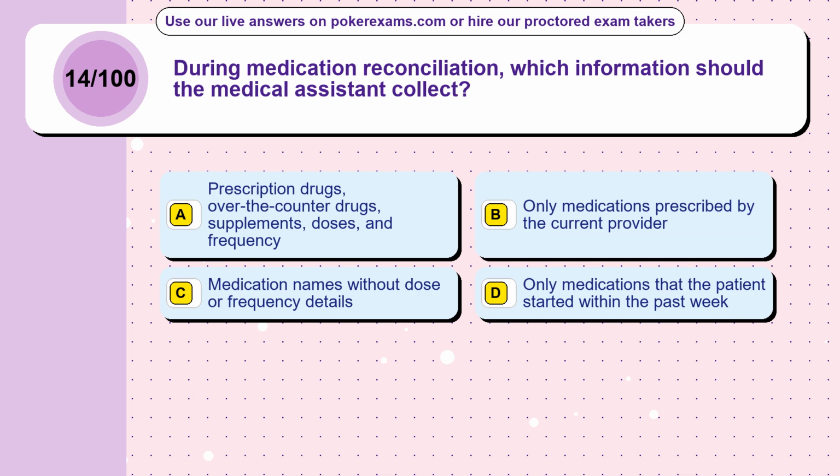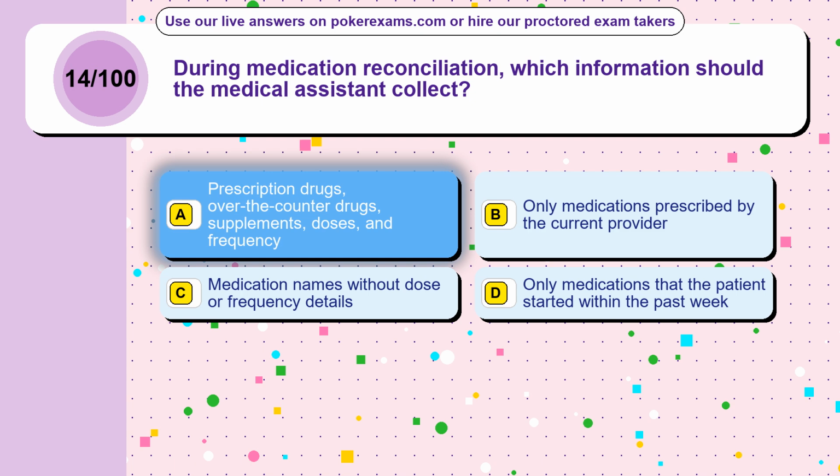Question 14. During medication reconciliation, which information should the medical assistant collect? Option A. Prescription drugs, over-the-counter drugs, supplements, doses, and frequency. Option B. Only medications prescribed by the current provider. Option C. Medication names without dose or frequency details. Option D. Only medications that the patient started within the past week. The correct answer is option A.